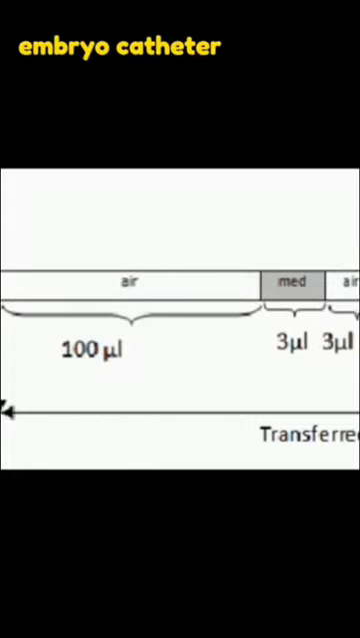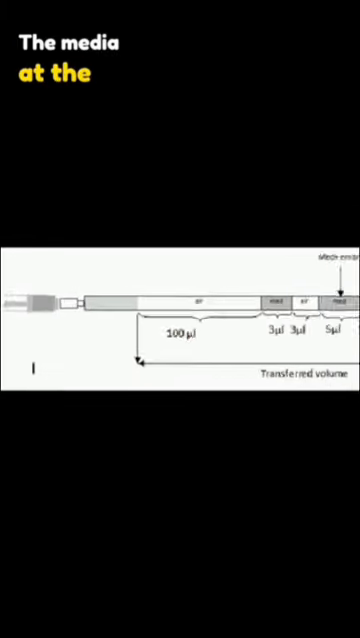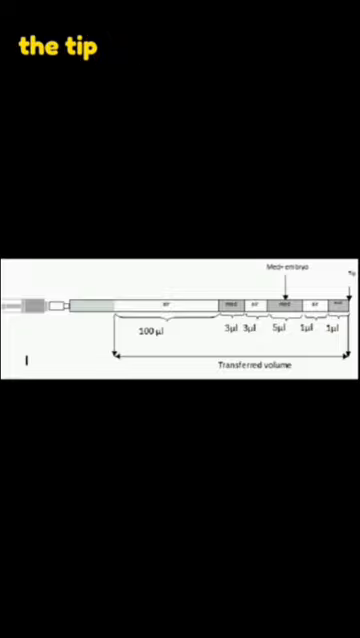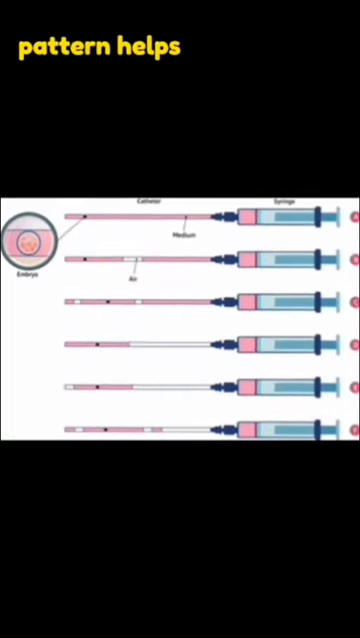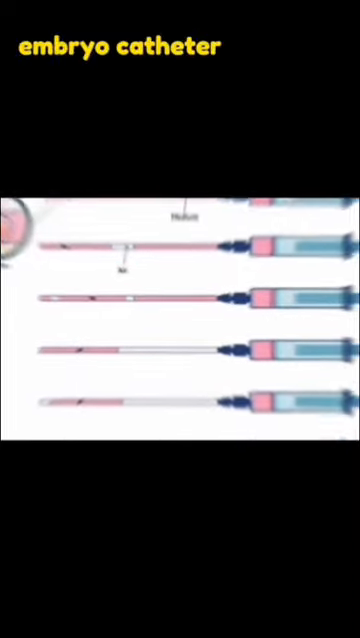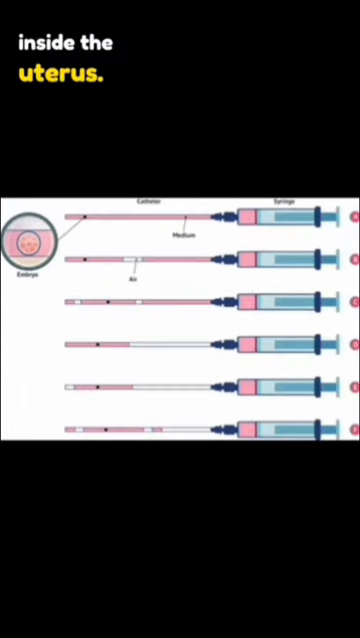This perfectly helps us navigate the embryo catheter inside the uterus. The media at the tip helps us identify the tip of the catheter. The 2 bubbles formed by air help us identify where the embryos are, and the whole pattern helps us echogenically visualize the embryo catheter inside the uterus.